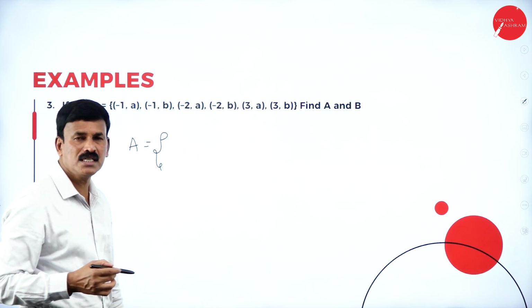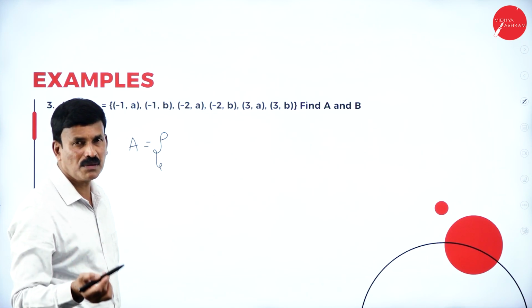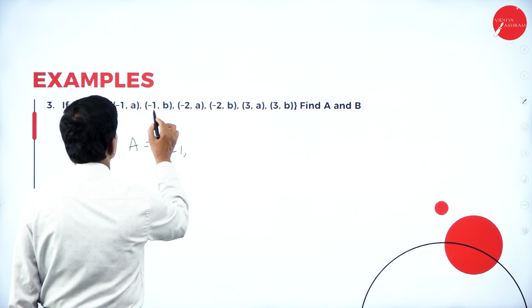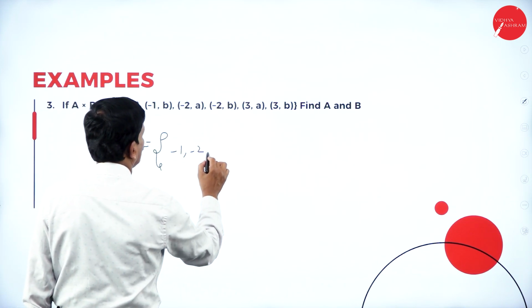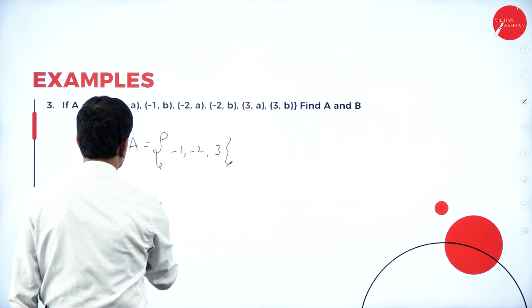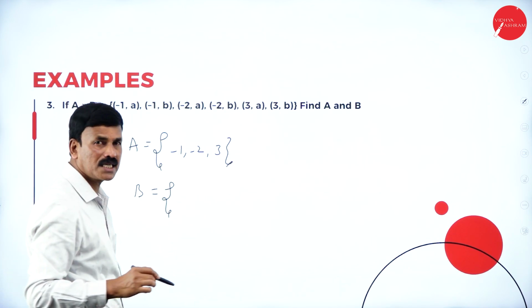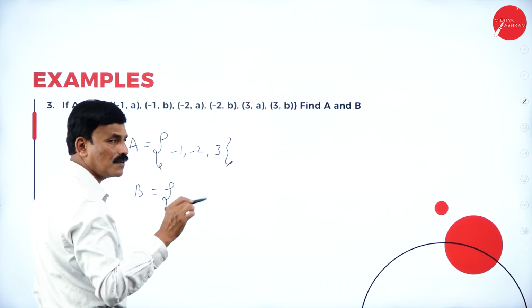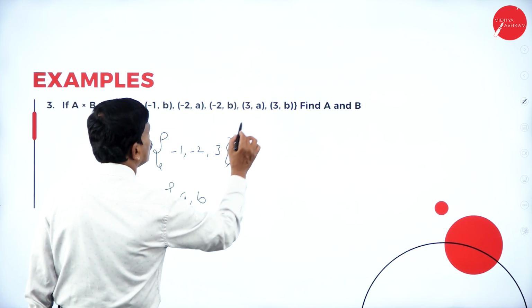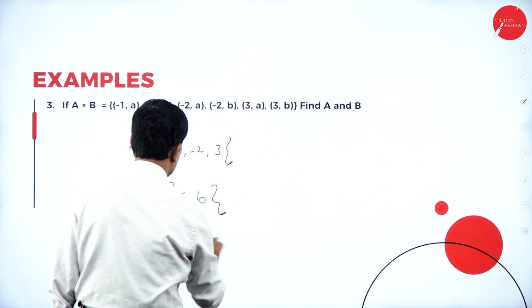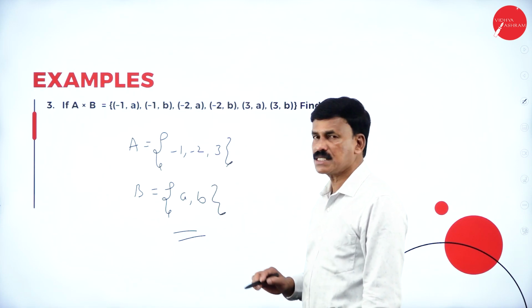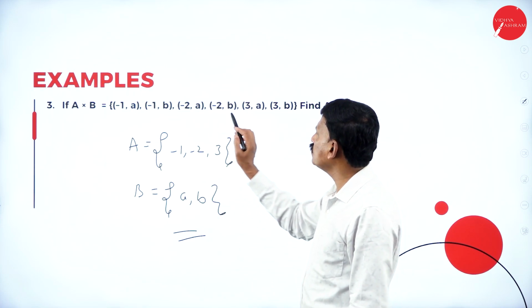Now what is A? As you know, A is nothing but the set of all first elements of the Cartesian product. So the first member is -1, then -2 and 3. So A is equal to {-1, -2, 3}. The set B is equal to the set of all second members of the Cartesian product. What are the second members? a, b is repeated. So the set B is equal to {a, b}.